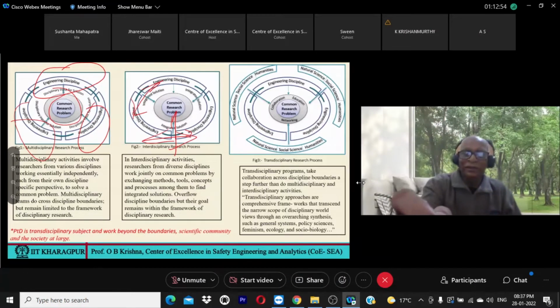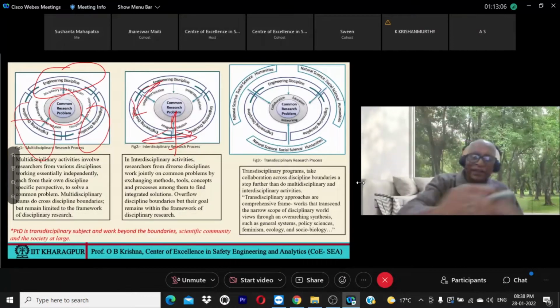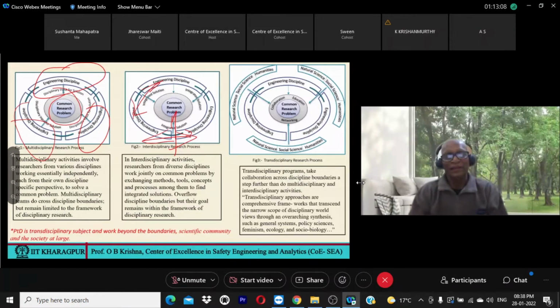All work together for the common goal. They cross the boundaries. They take collective responsibility. So each can intervene in other areas and help. That happens very successfully in the industries.